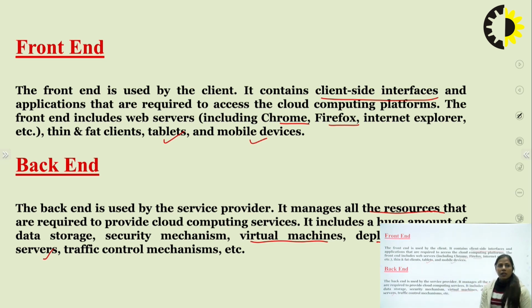It also controls the traffic control mechanism. So in the backend, it manages all the resources related to traffic control. Many requests are coming in, and how to handle that is under the backend part. It is also considering the deploying of the models. Deploying of the models means which modules you want to deploy, which application you want to install. All these processes are in the backend part. This is how the two parts are divided in the cloud computing architecture.